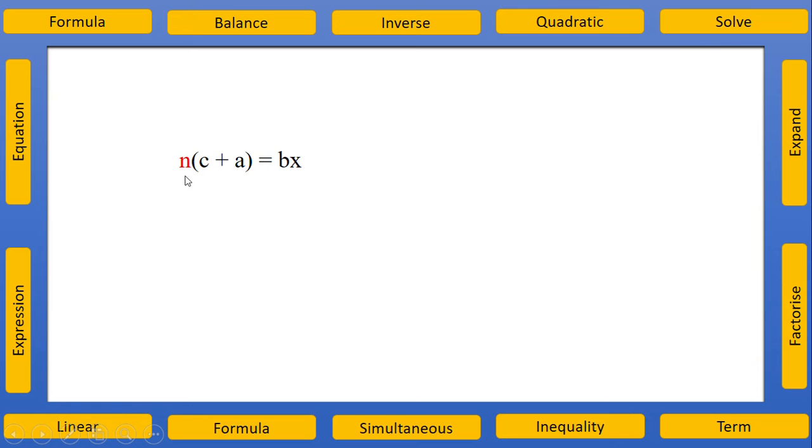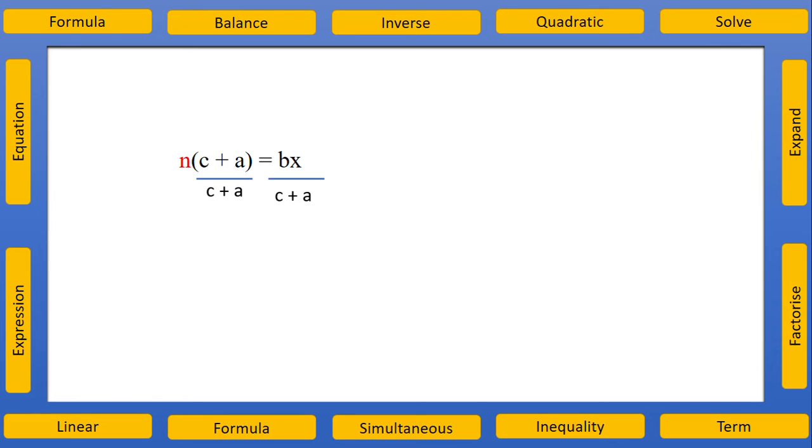Okay, so we had N being multiplied by C and N being multiplied by A. We had Cn plus An. Now we've got the same thing, it's just that we've got N on the outside of the bracket and then C plus A inside the bracket. And now we can simply divide both sides by C plus A.